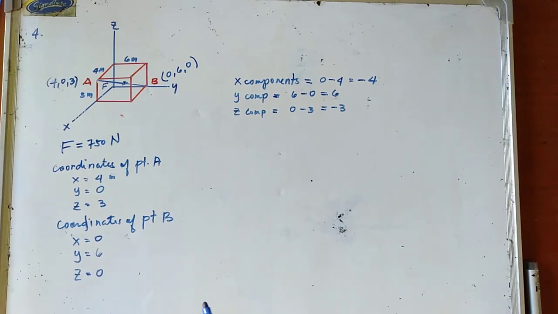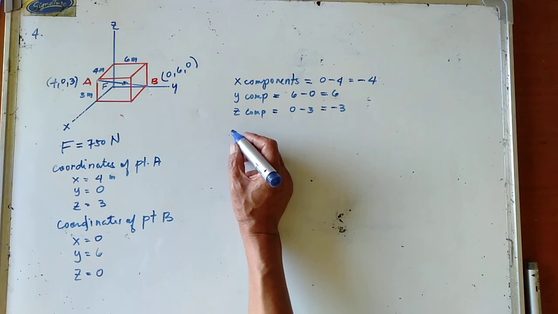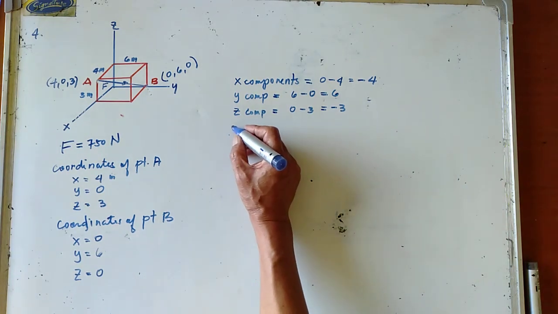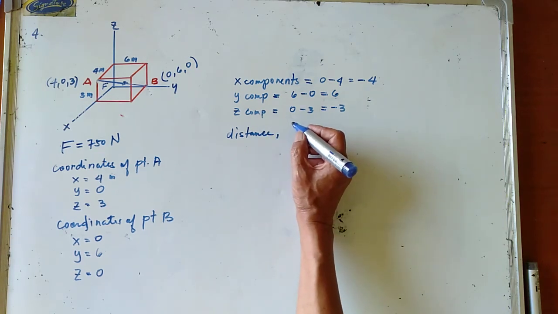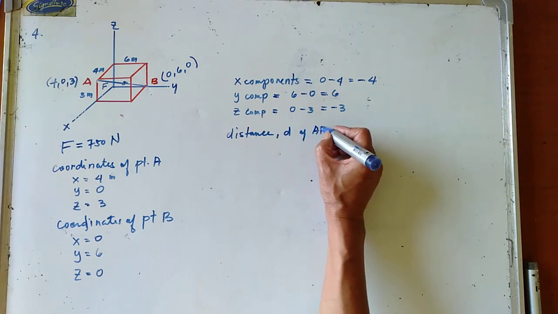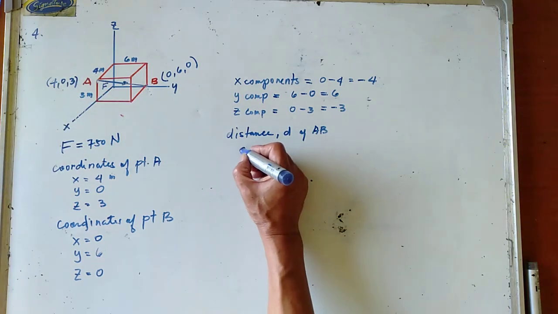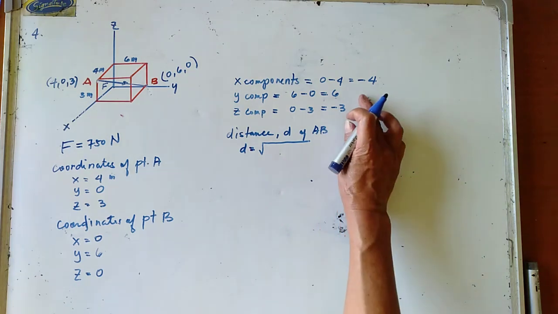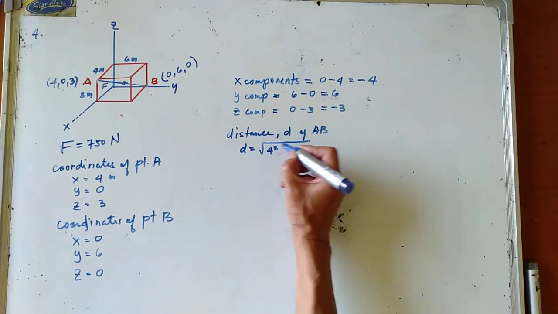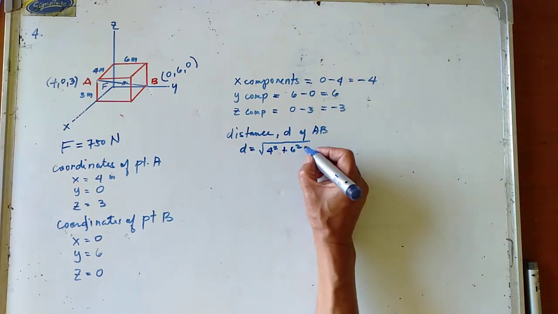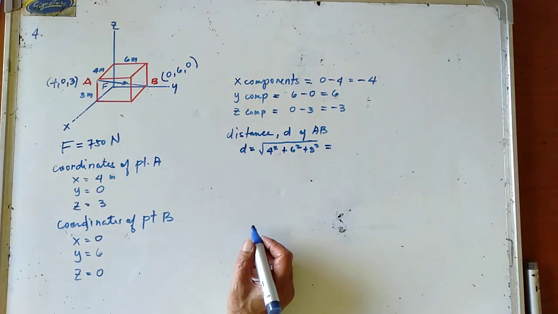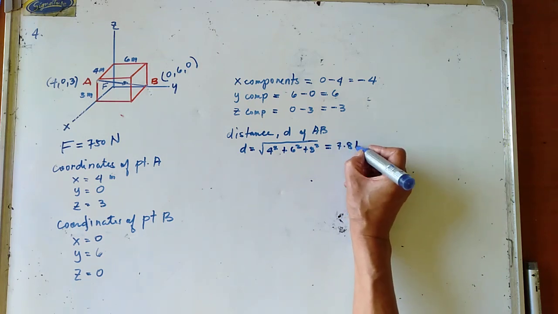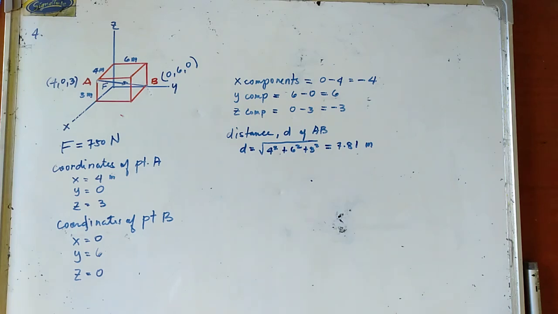So, let us try to express the force in Cartesian vector form. First, let us try to determine the distance d of AB. The magnitude of the distance d is equal to the square root of negative 4 squared, which is positive, plus 6 squared, plus 3 squared. Therefore, the distance d of AB, or length AB, is equal to 7.81 meters.